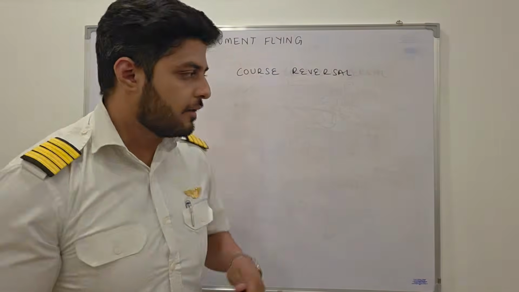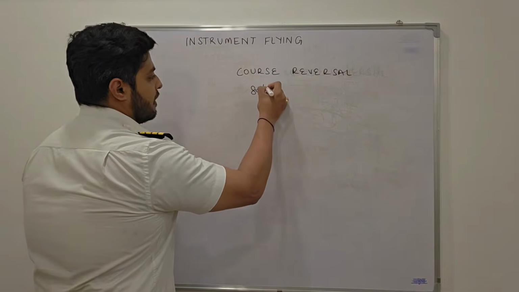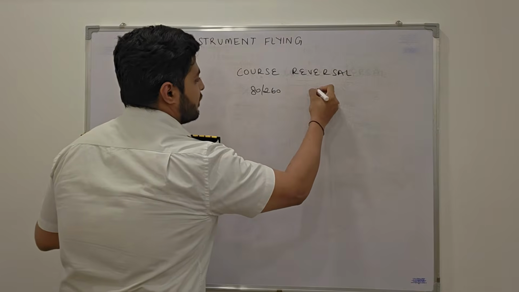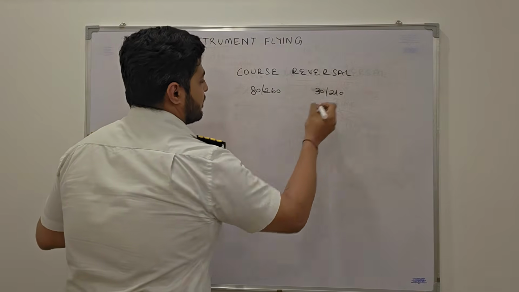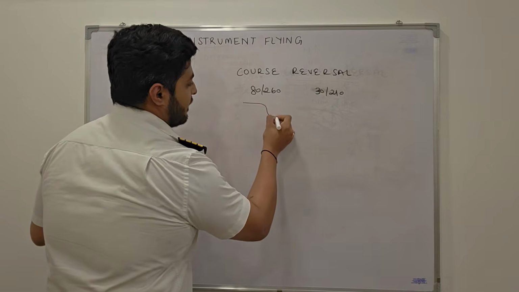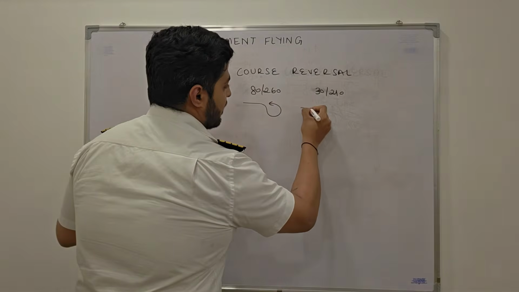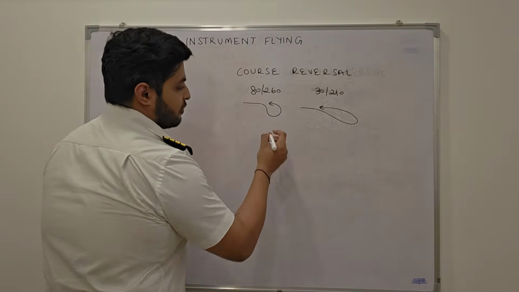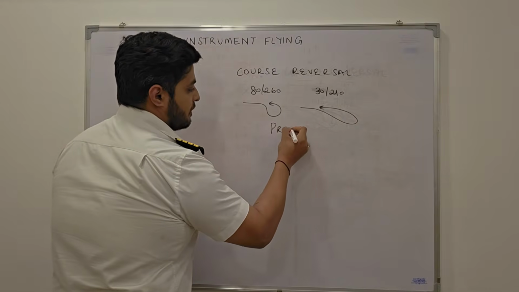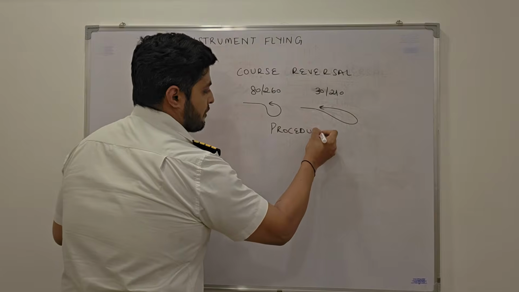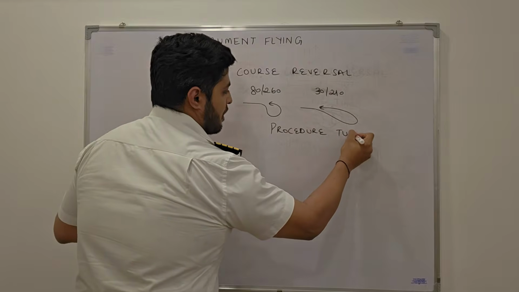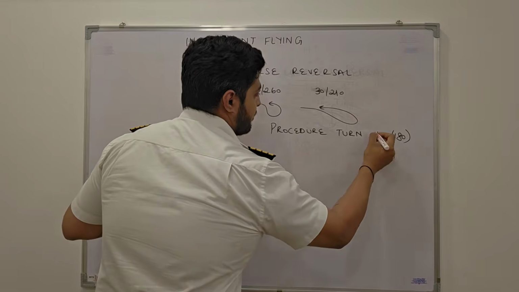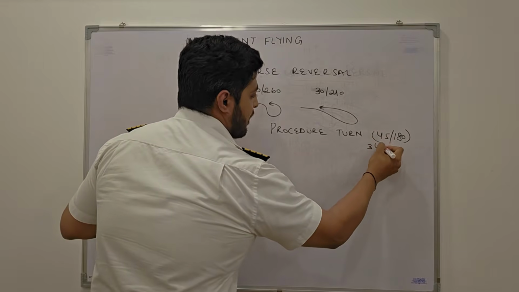Now remember, in 80 to 60 and in 30 to 10, there are two turns. First turn was right and then again left. In this, again right and left. But in the next course reversal, known as procedure turn, or 45 180, it has 3 turns.